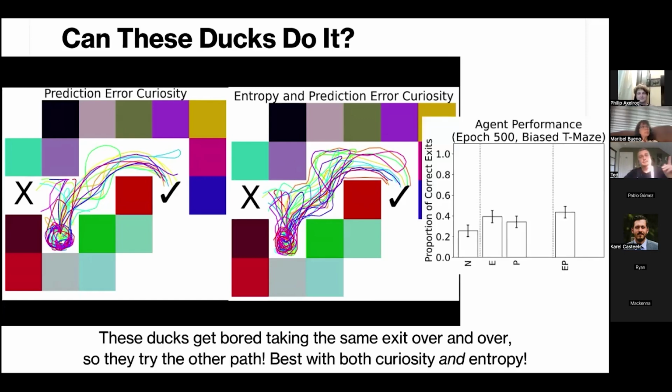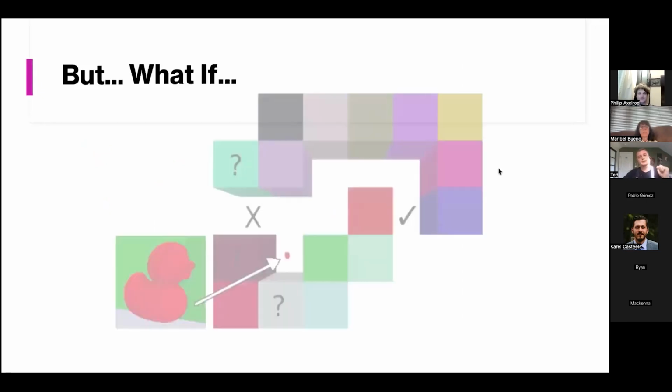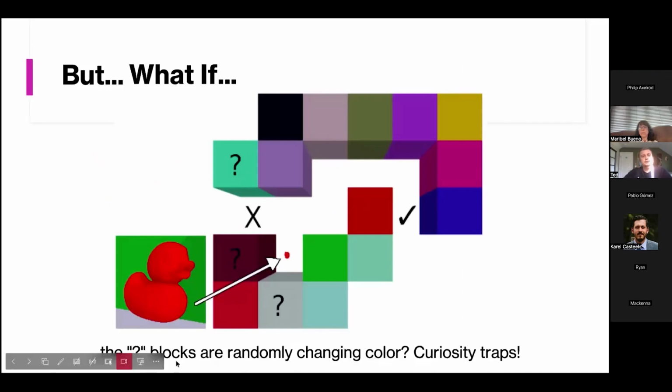But what if? Remember those question mark blocks? What if the question mark blocks are randomly changing color? We call that curiosity traps. And I'm sure that if I ask you guys, you can probably guess a reason why. Well, they would constantly be fooling the prediction, so the duck would be incentivized to just stay in that area instead of actually finding an exit. That is exactly the problem. Thank you so much for saying that.